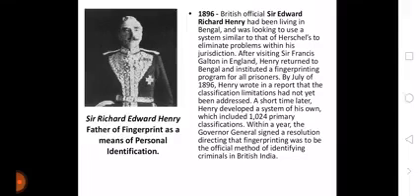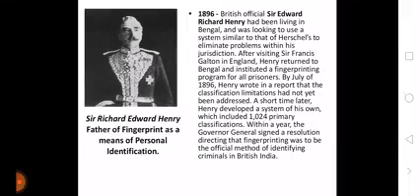Sir Edward Richard Henry, the father of fingerprints as a means of personal identification. In 1896, British official Sir Edward Richard Henry had been living in Bengal and was looking to use a system similar to Herschel's to eliminate problems within his jurisdiction. After visiting Sir Francis Galton in England, Henry returned to Bengal and instituted a fingerprinting program for all prisoners.